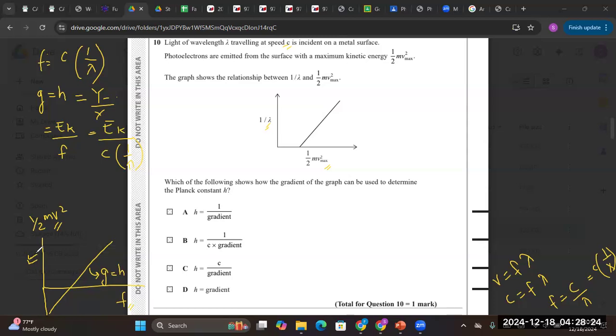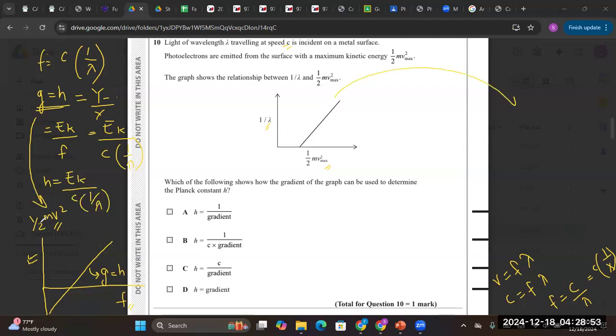So on the y-axis, there is kinetic energy. On the x-axis, that is frequency. If we turn that into wavelength, it becomes C multiplied by 1 upon wavelength. So this is equal to the Planck constant, right? Because gradient is equal to h. So h is equal to kinetic energy divided by C multiplied by 1 upon wavelength, right? Now, this gradient that we were talking about was the gradient of this graph.